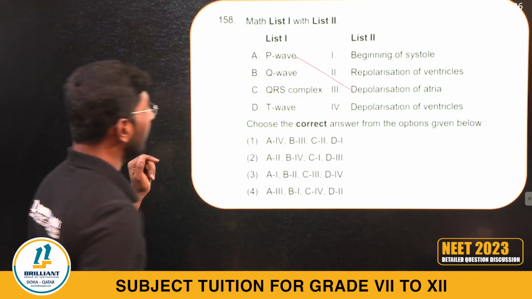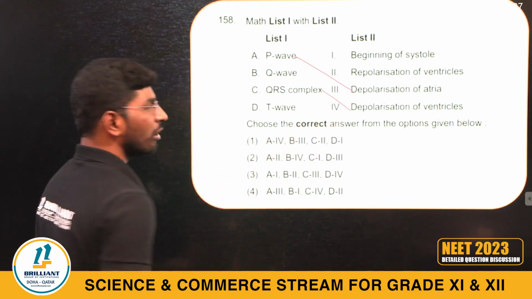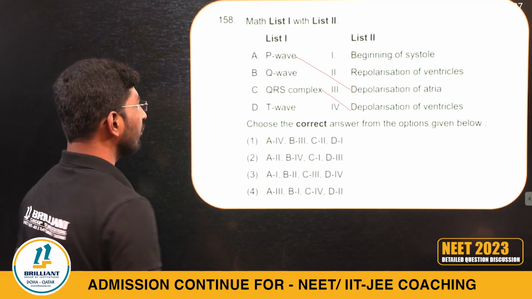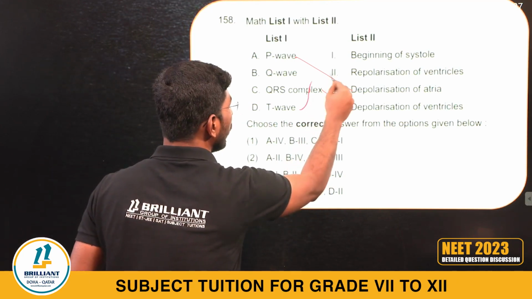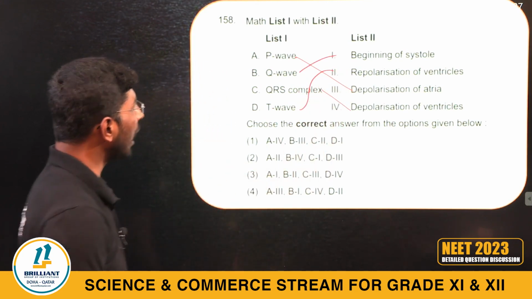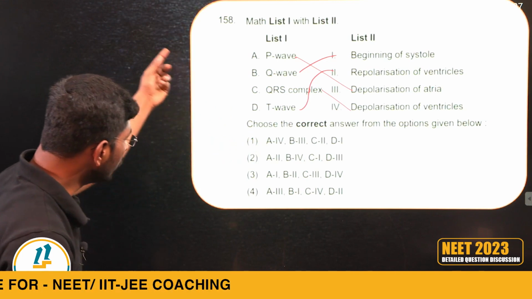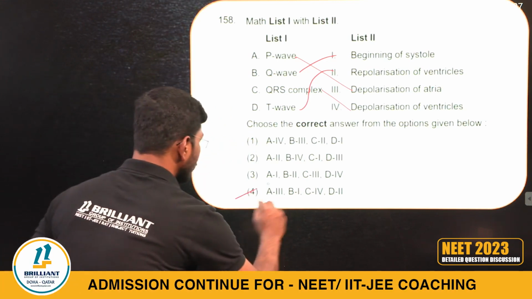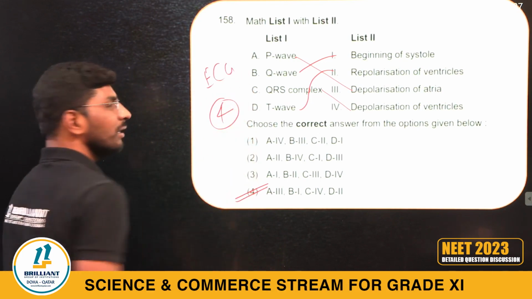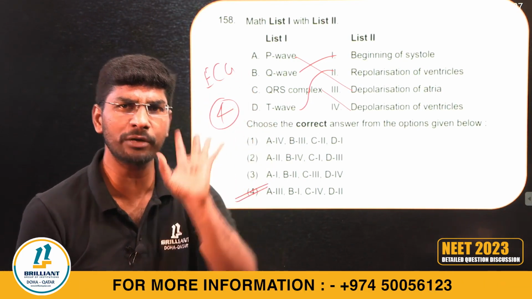QRS complex is depolarization of ventricle. What is the T wave? Repolarization of ventricle. Q wave is the beginning of systole. So the answer will be 3, 1, 4, 2. Option 4. This is from ECG, Body Fluids and Circulation, Human Physiology chapter. Simple question.